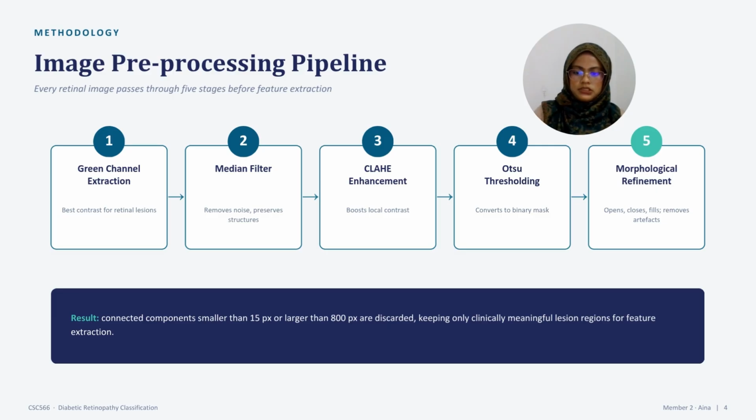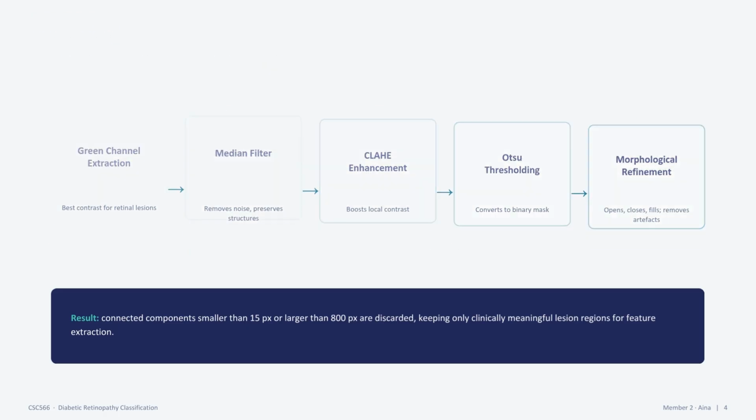The first step is green channel extraction. Retinal images are captured in RGB, but the green channel specifically gives the best contrast between the retina's blood vessels, lesions, and background tissue, so we use it instead of a plain grayscale conversion. Next, we apply a median filter, which removes small speckle noise from the image while still preserving the edges and shapes of important structures like vessels and lesions.